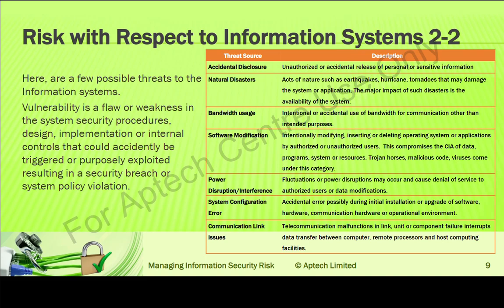And then there are a few possible threats to the information system. Vulnerability is a flaw or weakness. We have discussed this also. Vulnerability is a flaw, weakness, or loophole in system security procedures, business processes, network infrastructure, design, implementation, or internal control that could be accidentally triggered or intentionally exploited, and it will result in a security breach or system policy violation.